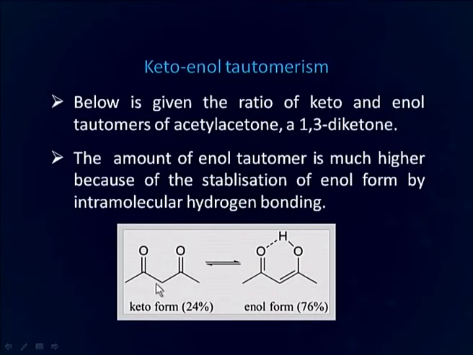The amount of enol tautomer is much higher in case of 1,3-diketone. As you can see here, this is a 1,3-diketone and the amount of enolic form here is 76%, whereas its keto form has only 24% content. This higher concentration of enolic form in case of 1,3-diketone is because of intramolecular hydrogen bonding possible in this molecule in the enolic form, and this hydrogen bonding cannot be possible in case of keto form.